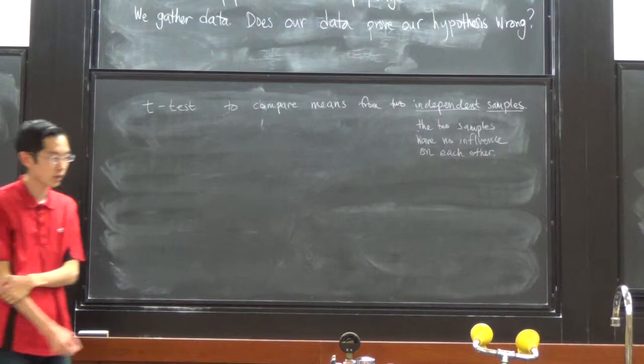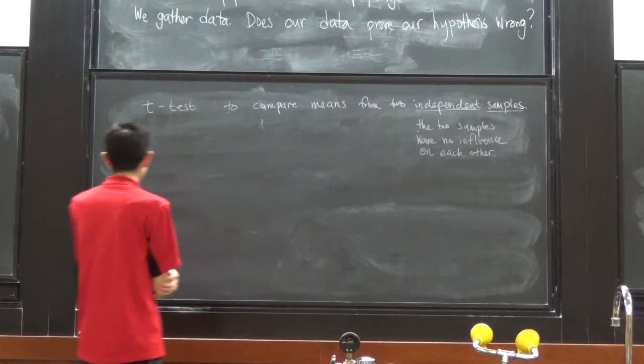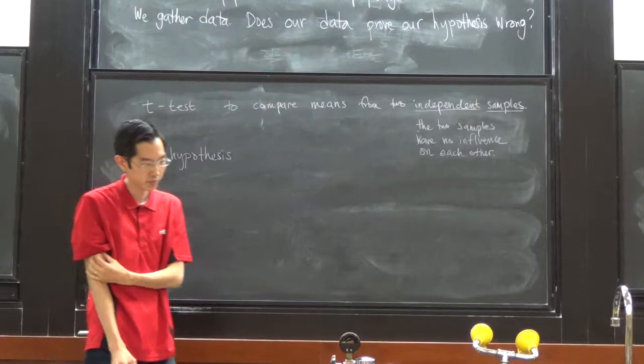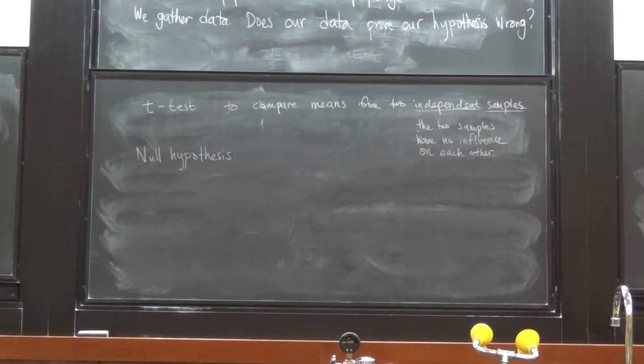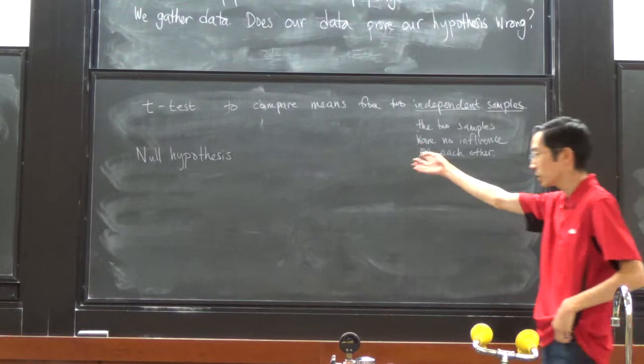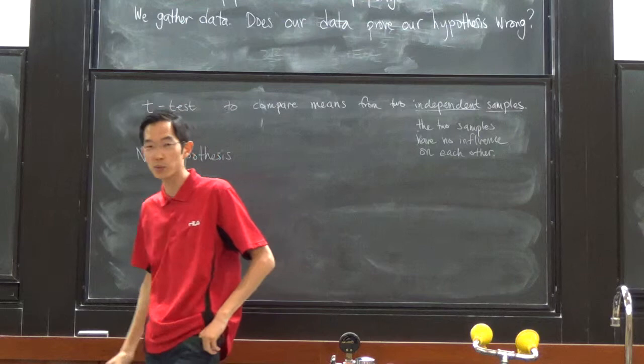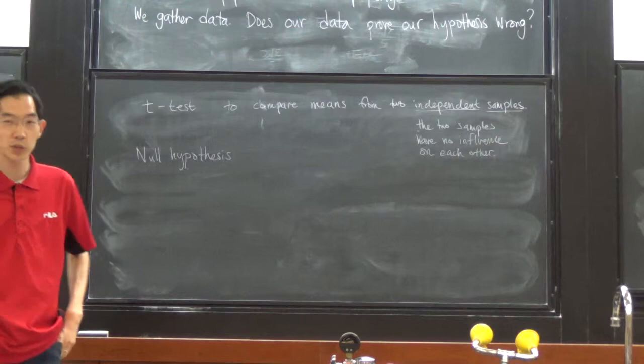We set up something called the null hypothesis. This is our statement about the population that we are testing. When we do a t-test to compare means from two independent samples, our null hypothesis says that the population corresponding to sample 1 has the same mean as the population corresponding to sample 2.